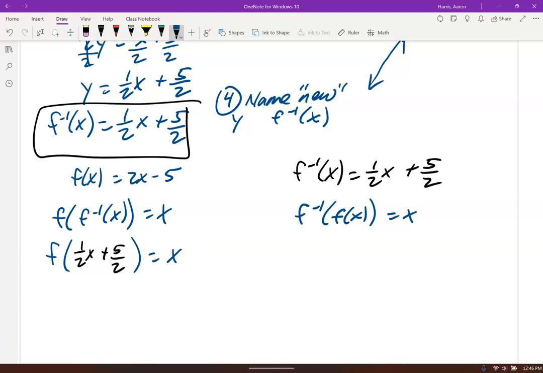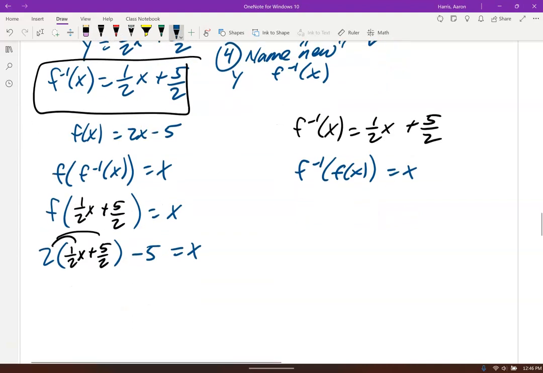So 1/2 x plus 5/2 is going into f. F is 2x minus 5. And let's plug that inverse in: 2 times 1/2 x plus 5/2. Let's go ahead and distribute that. You get x plus 5 minus 5. X equals x. So far, so good. First half of this is verified. Now let's do this one over here.